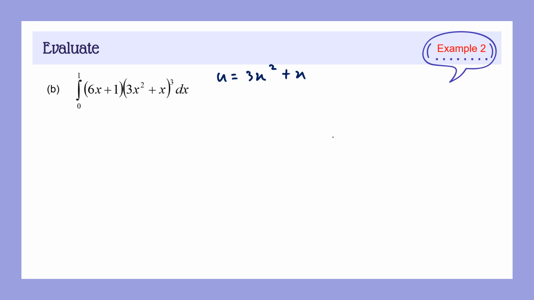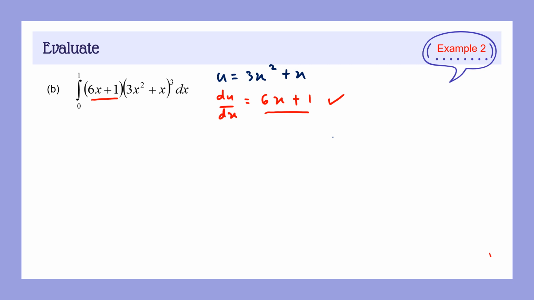If we differentiate, we get 6x plus 1, then we can use the substitution method. So we try to differentiate this, du dx. We get 3x squared giving 6x, and differentiating x, we get plus 1. Since this gives 6x plus 1, we can use substitution.